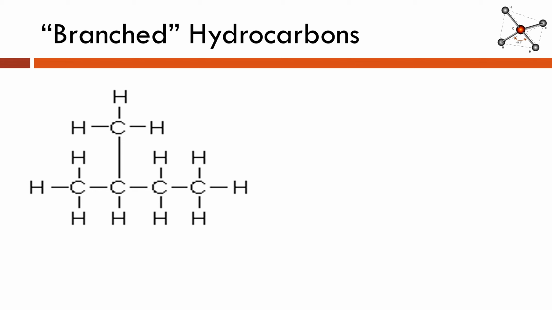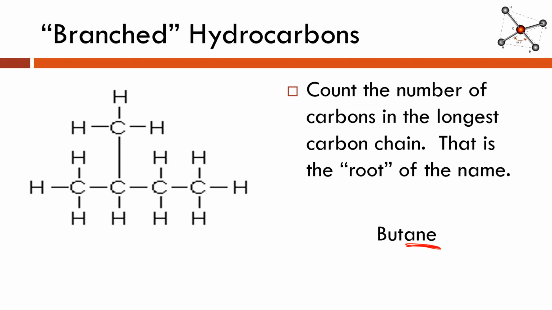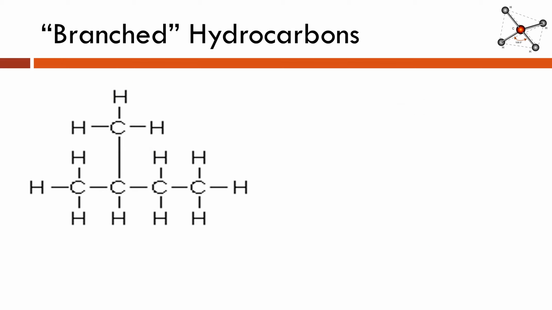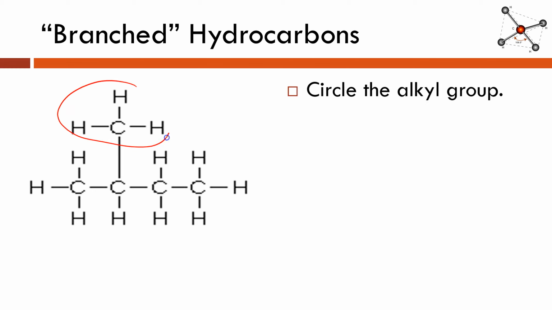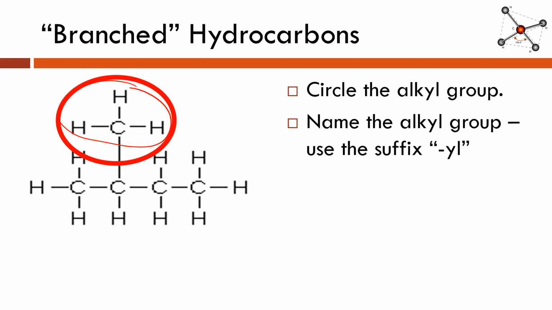That doesn't describe what the molecule looks like. This is definitely not just regular old butane. We've got this group sticking off of our butane chain. So I've circled our alkyl group. Let's name the alkyl group. Well, we've got our one carbon chain, so that'd be methane, drop the -ane, and we'll call this methyl.